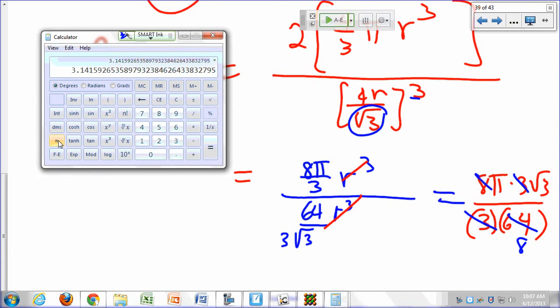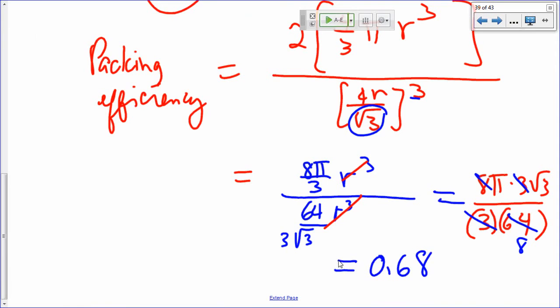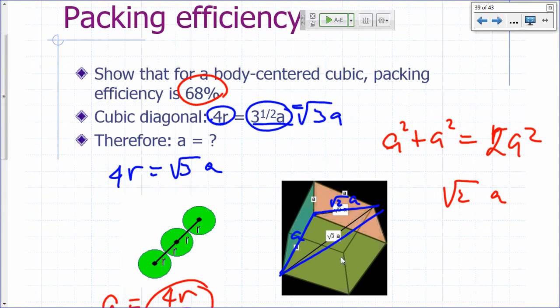So pi times the square root of 3. What's the square root of 3? Raised to the power 2, divided by 8: 68%, 0.68. Okay? So you're looking at 68% packing efficiency. In other words, more of that volume of the cube is occupied by the particles of your solid. Whereas in a simple cubic, what was our packing efficiency, you remember? 52%. This one is 68%.